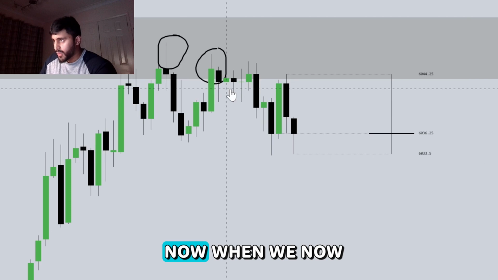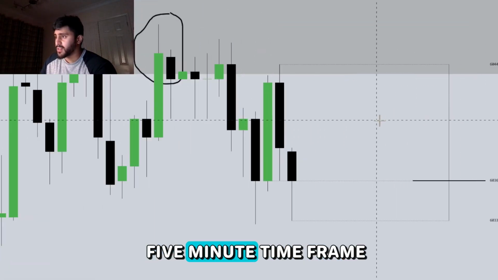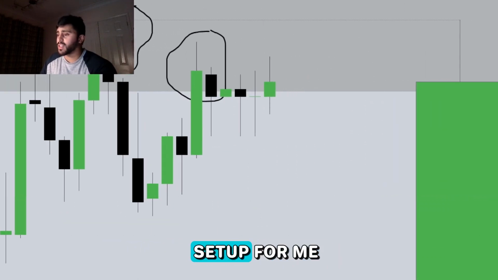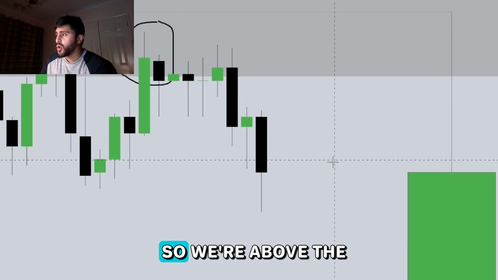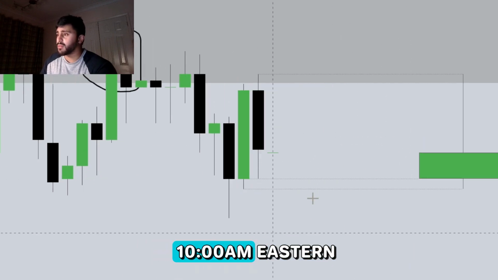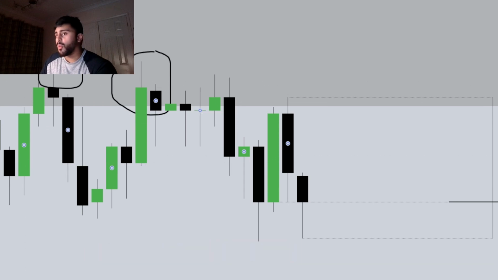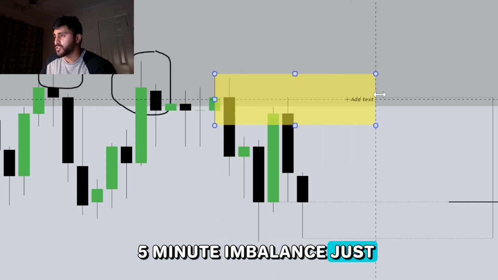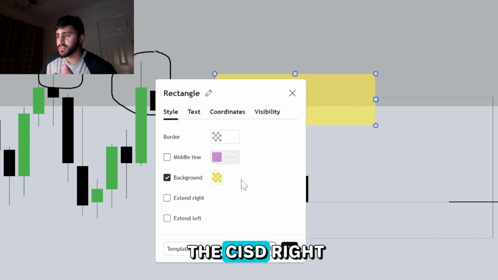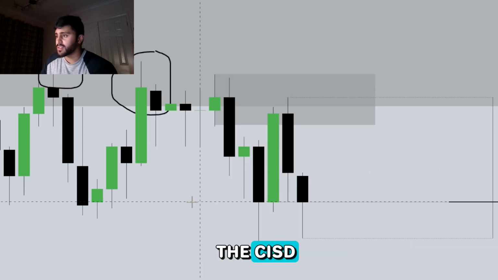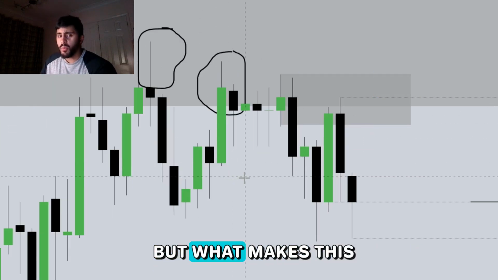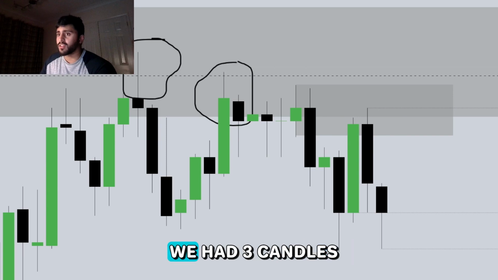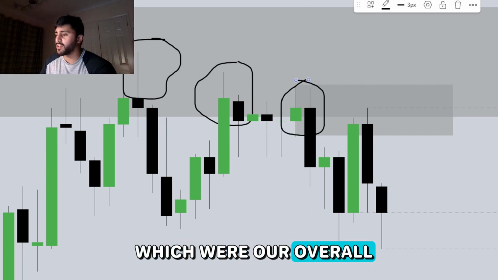Now, when we look here on the 5-minute time frame, when we confirm our CISD, or change in state of delivery, this is a golden setup for me. This is the setup I like to use a lot. We're above the 10 a.m. Eastern, way above the 10 a.m. Eastern. But what we had over here is really interesting. We had a 5-minute imbalance. I want traders to understand and see this. This is what confirms the CISD. This is the most important thing that confirms the CISD. We had a small imbalance over here, but what makes this zone valid is this candle and this candle, also this candle as well. We had 3 candles which were our overall interesting zones.